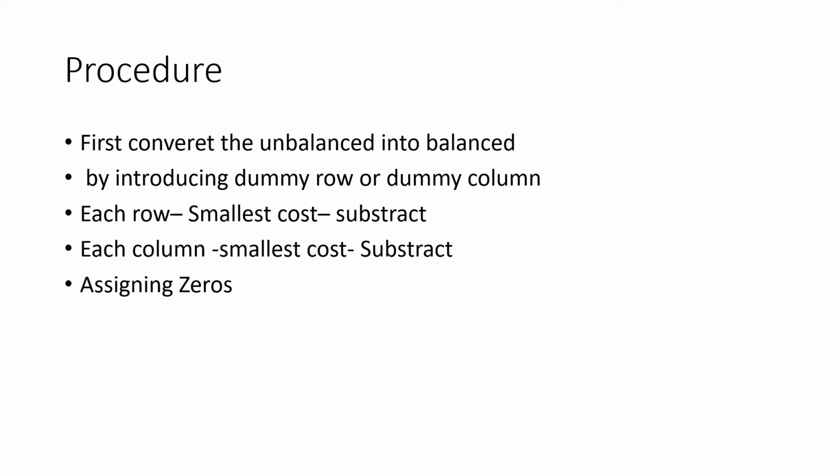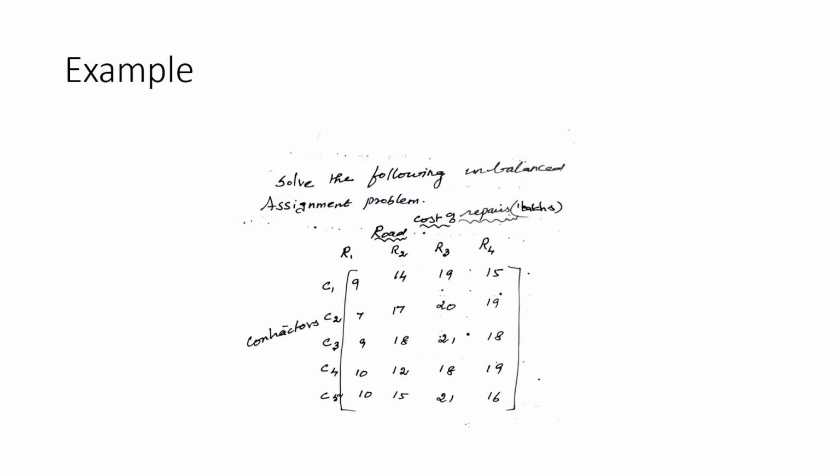Here, first of all, we give priority to the row or column having a single zero. Our main aim is to assign a single zero in each row and each column. So we give the assignment on that zero, that is, in the particular row or particular column having the single zero.